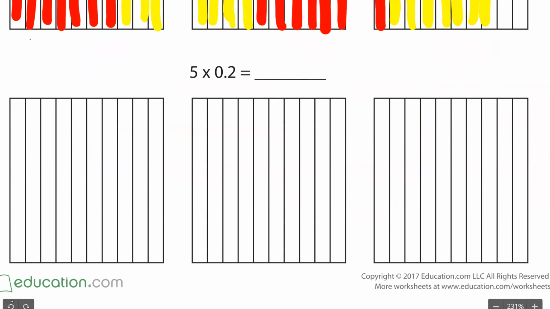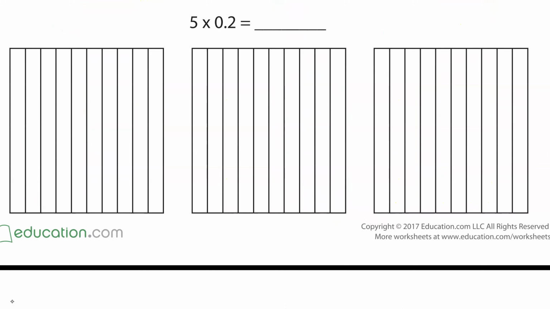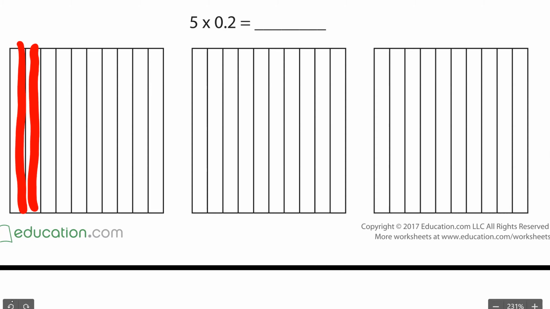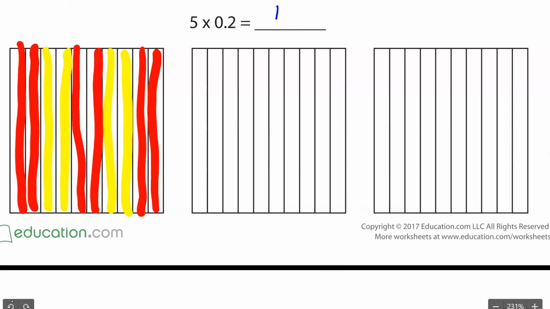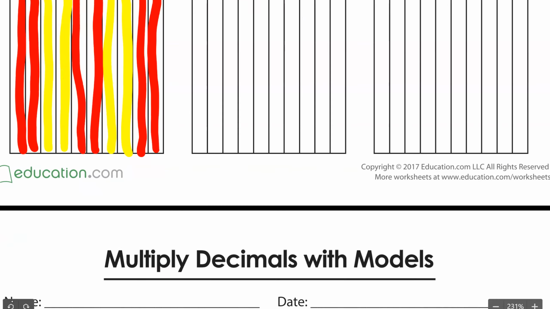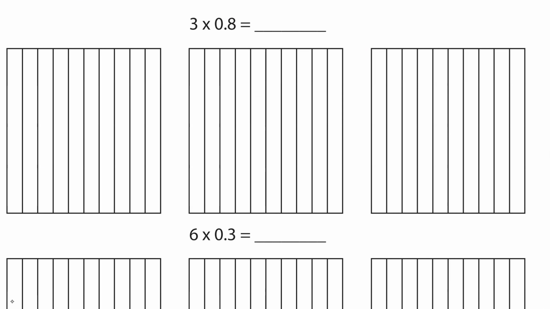Let's look at the next one. 5 groups of 2/10. Alright, there's one group, two groups, three groups, four groups, and five groups. So my 5 groups of 2/10, and I have one whole. Next one. So really it's not too bad, right?